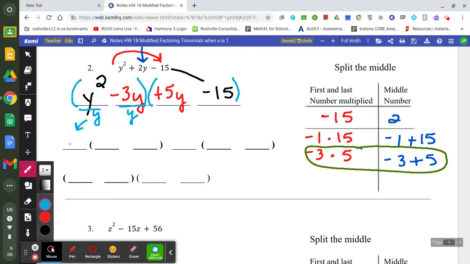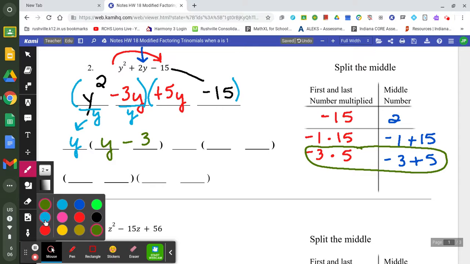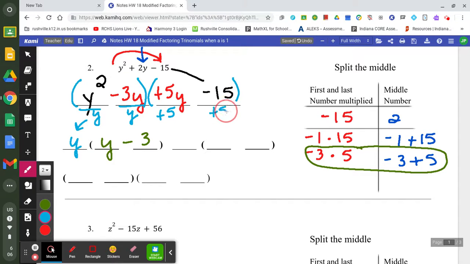And my greatest common factor goes out here in front. Then y squared divided by y is y. Negative 3y divided by y is negative 3. The greatest common factor for 5y and negative 15 would be plus 5. Plus 5. And that goes right here.